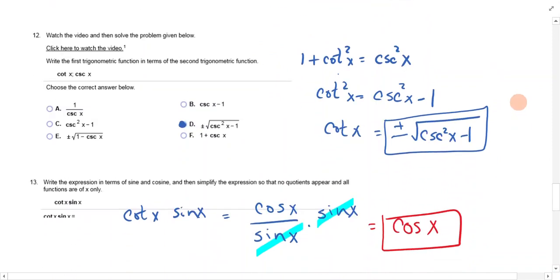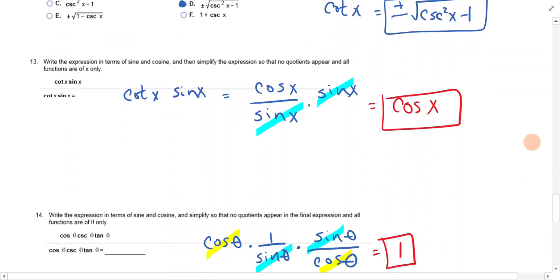Number 12. You could watch the video if you need to. Write the first trig function in terms of the second trig function. So we're going to put cotan x in terms of cosecant x. Something that has both of them is the identity 1 plus cotan squared x equals cosecant squared x. So we will subtract the 1, so cotan squared x equals cosecant squared x minus 1. Then we'll take the square root of both sides, and we end up with plus or minus the square root of cosecant squared x minus 1.